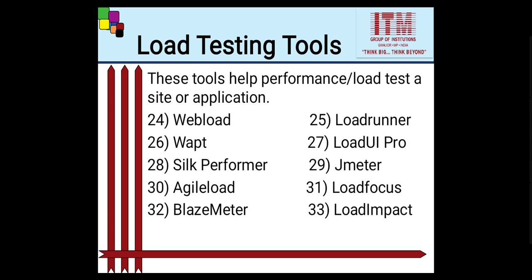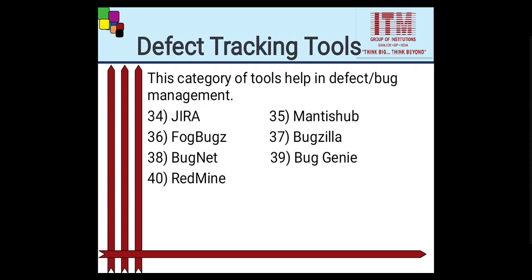Next is the defect tracking tools. This category of tools helps in defect and bug management. So the first one is Jira. It's a defect tracking tool which is used for defect and issue tracking as well as project management. This tool is not only used for reporting but is also integrated directly with the code development environment.